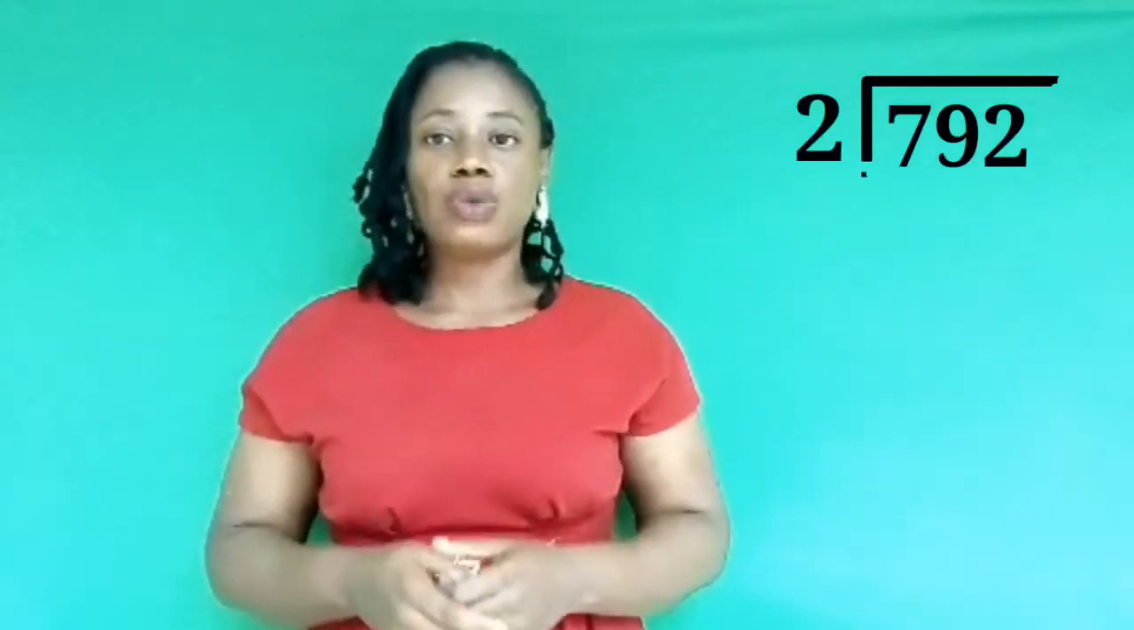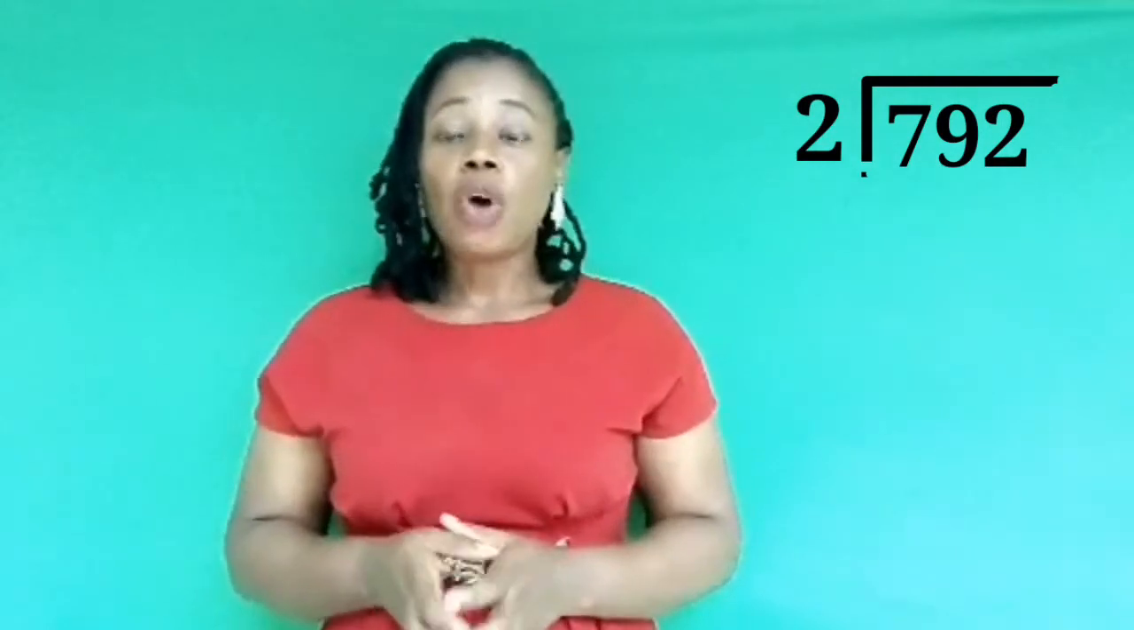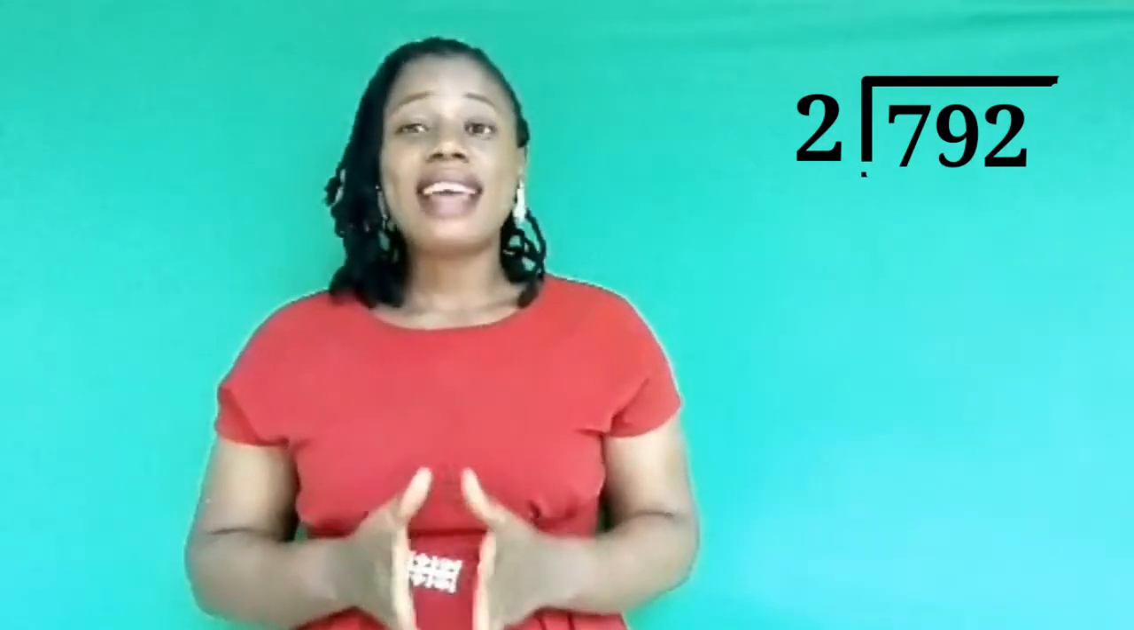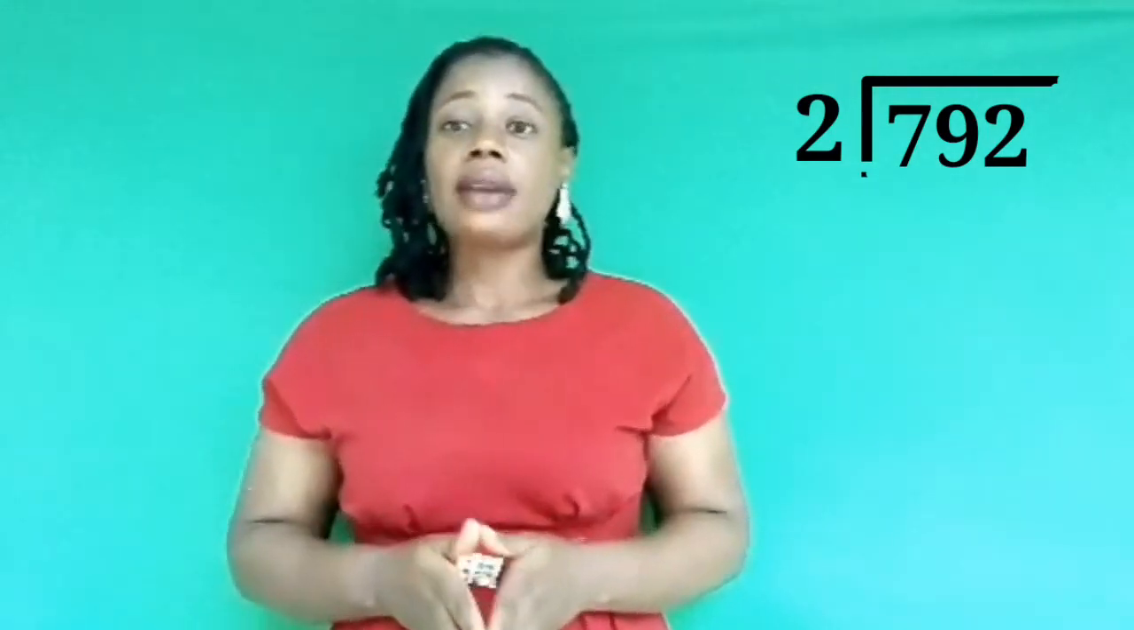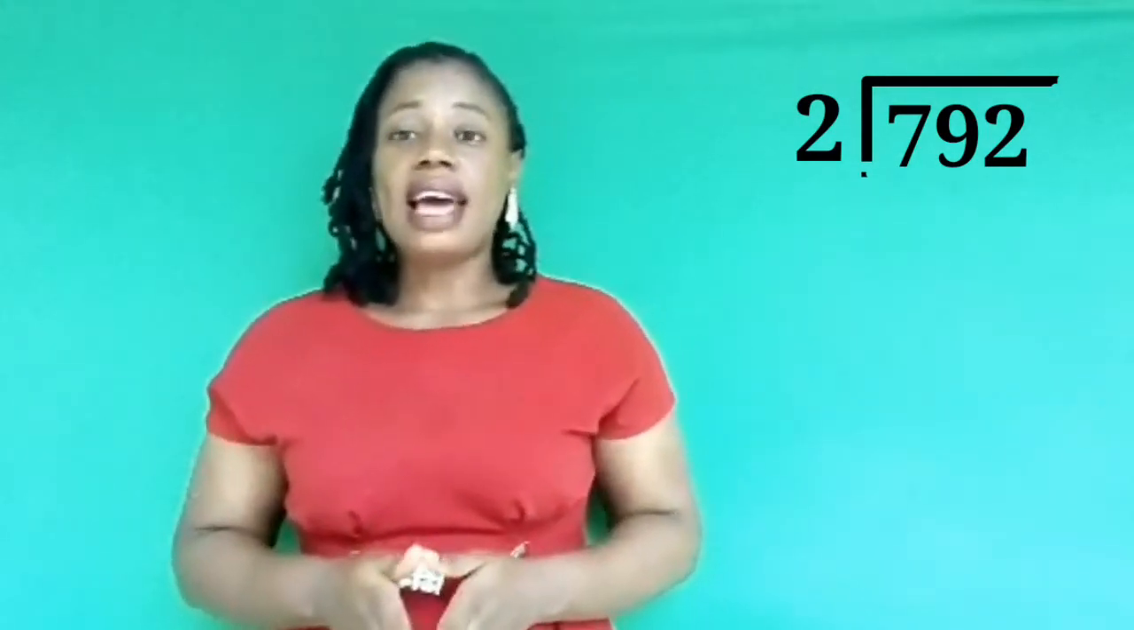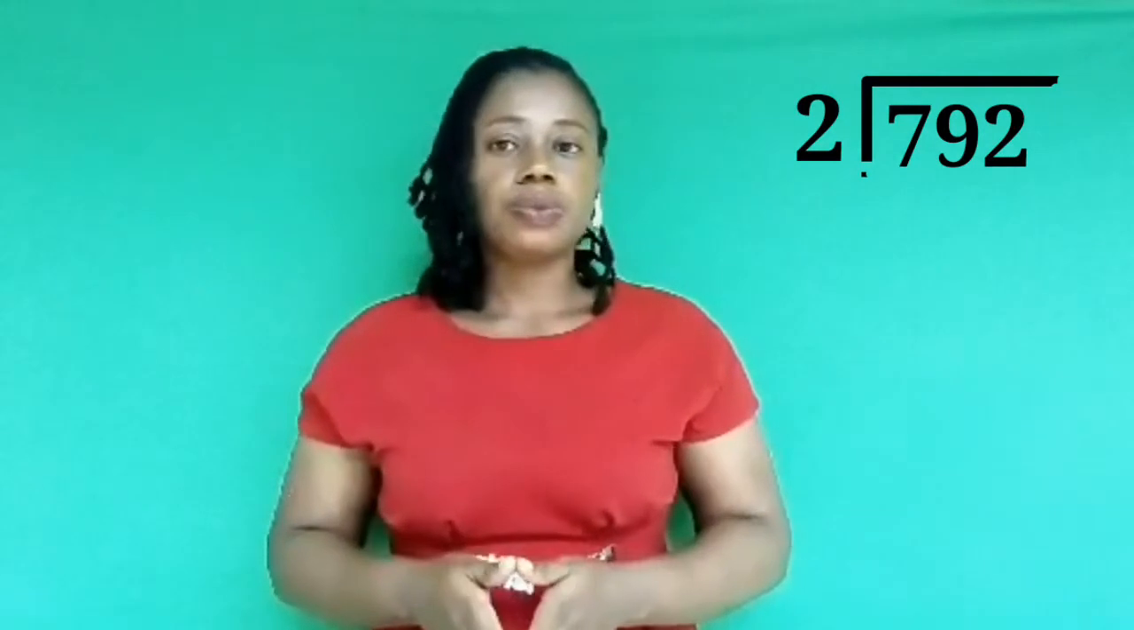Let's divide this other number. You have 792 divided by 2. So we are still going to take that number step by step. You first of all divide by 7. After that, you divide by 9. After that, you divide by 2.